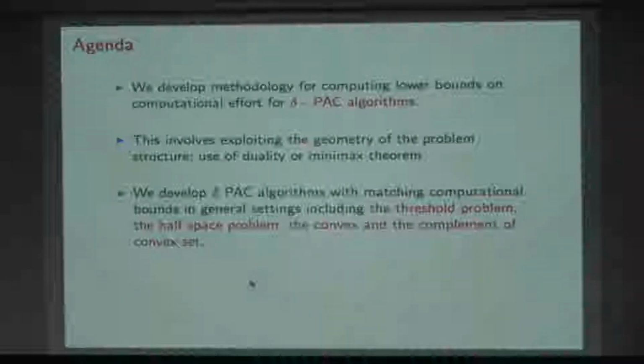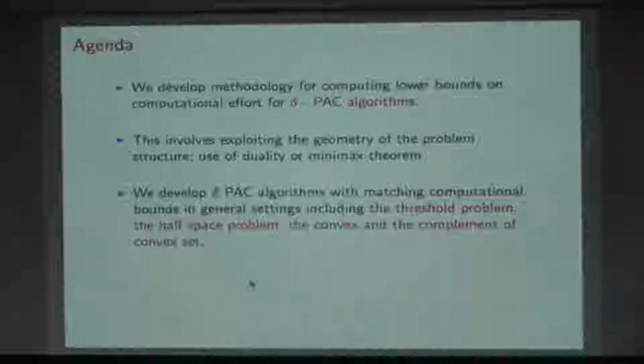So this involves exploring the geometry of the problem structure and use of duality theory. So how many of you are familiar with duality in linear programming? Of course, yeah. But some of you, so not too many. But it's very nice that these kind of dualities, convex dualities, come very naturally in this setup. So you have to exploit them to get these answers.